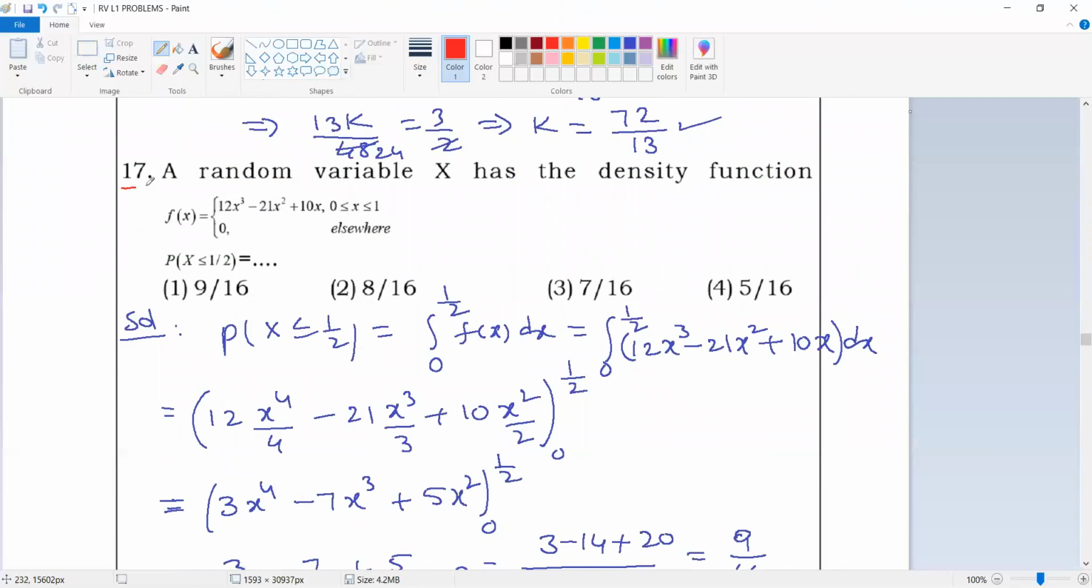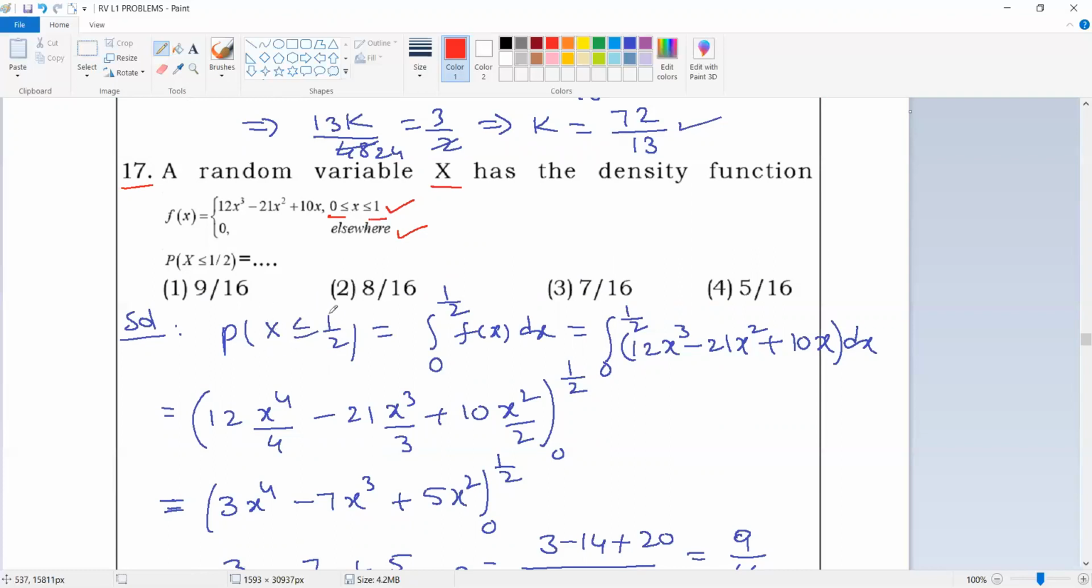Problem 17. A random variable x has the density function f of x equal to 12x cube minus 21x square plus 10x, for x between 0 and 1, and equal to 0 elsewhere. Find the probability of x less than or equal to half. So here there are four options. Probability of x less than or equal to half is equal to. Now the lower limit of x is not given in the problem, but the defined limits are 0 to 1 in this interval. So we have to find our requirement.